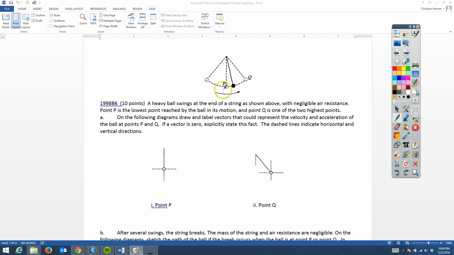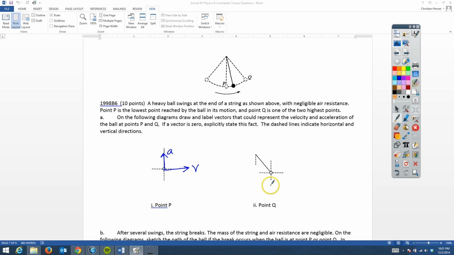So for the very first one at point P, we see that it's at the very bottom. And so what we know is that the velocity has got to be tangent to the circle. So we know it's going in this direction. So this would be the velocity. The acceleration points straight towards the middle of the circle, or where the pendulum is swinging from. So this has got to be the acceleration.